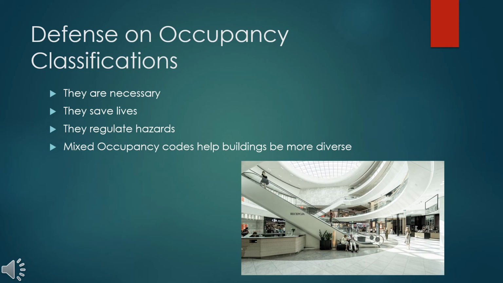Occupancy classifications are definitely necessary. They help put restrictions on the construction of buildings, which can help to save lives. They also regulate hazards so that explosions like the AB Specialty Silicones facility don't happen. They can also help to make buildings more diverse with the mixed occupancy codes. This means that places like malls can have multiple building types within one building, as long as the codes are followed correctly.